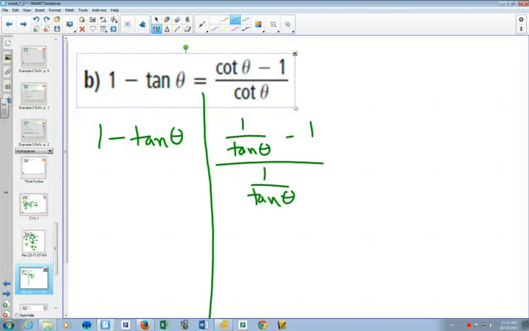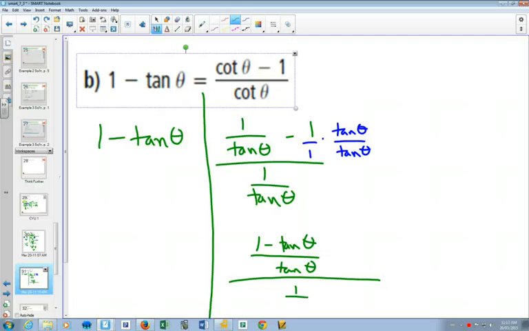And I like doing this one first because it's very typical to get fractions over fractions and work with things like that in a question. So again, I want to get one fraction on the top. I would need to multiply this 1 by tan theta over tan theta because it's over 1. That gives me a common denominator on the top, so I can subtract and put them together. So now I get the fraction 1 minus tan theta on the top, all over tan theta, and I have 1 over tan theta on the bottom.